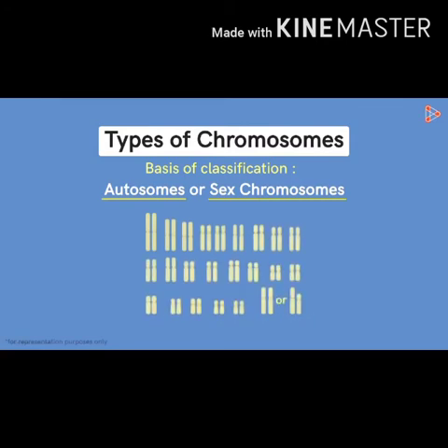The chromosomes that pair from 1st to 22nd are called autosomes. That is, they are not the sex chromosomes. To be precise, they have got no function to deal with the sex of the individual. The last pair, however, determines the sex of the person.